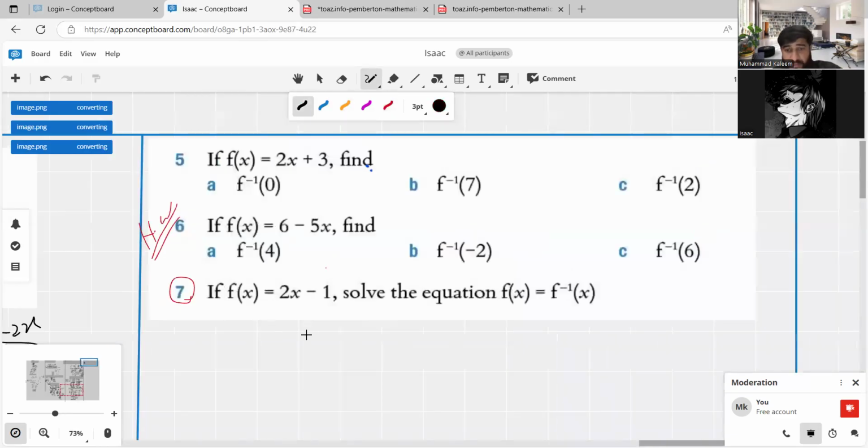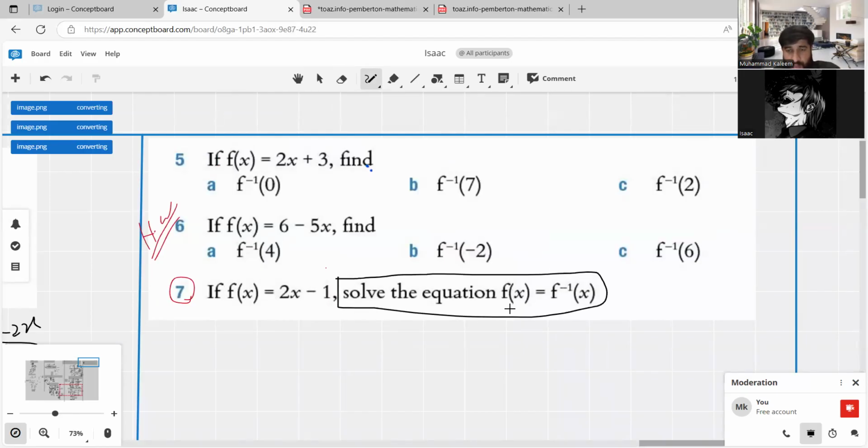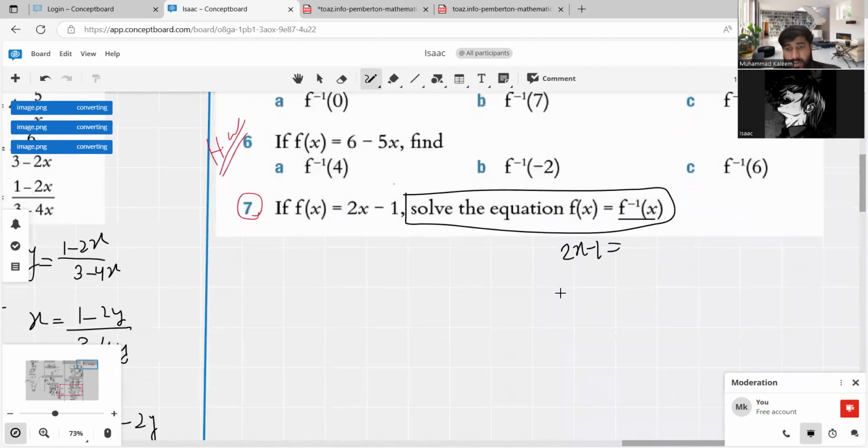Okay. Question number 7. What do we need to do? We have to solve this equation, in which we just have to replace f of x is equal to f inverse of x. We have a value of f of x, 2x minus 1, but I don't have the value for f inverse of x. Firstly, I will calculate that, then put it here, then I will solve this equation.